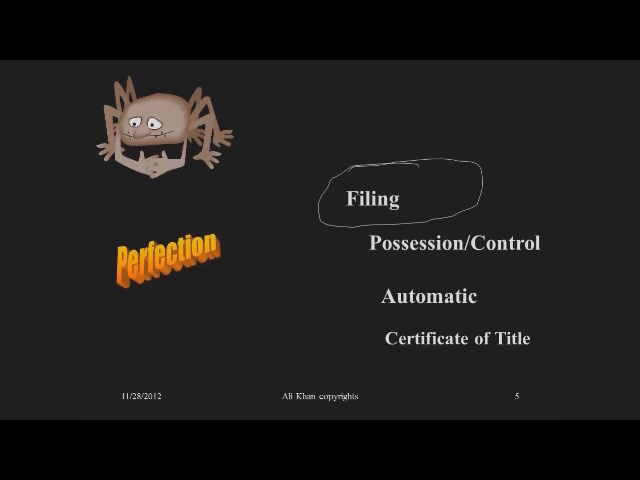The second method of perfection is, of course, possession/control. That the secured party actually possesses the collateral or controls the collateral. The word control refers to collaterals that cannot be possessed, intangible collaterals, like electronic chattel paper, electronic documents, like investment property. You can control such collaterals, you cannot possess them, because possession presupposes some sort of tangibility.